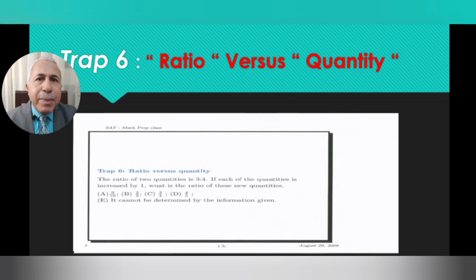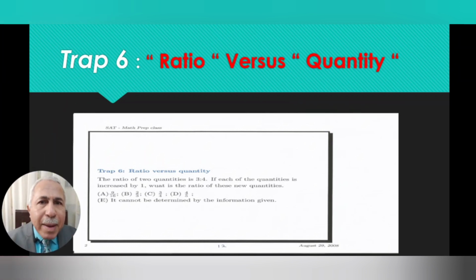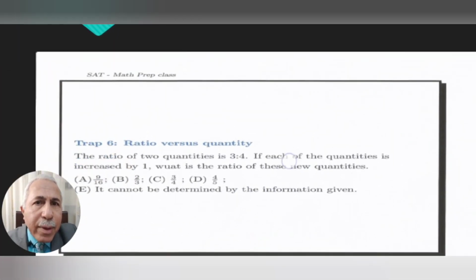Okay, trap number 6. Trap number 6 talks about ratio versus quantity. Remember, in lecture number 2, in trap number 3, we took ratio versus ratio versus ratio, and I hope that you studied it. Today in trap number 6, we are going to talk about ratio versus quantity. Okay, let's start. Now let's read the question.